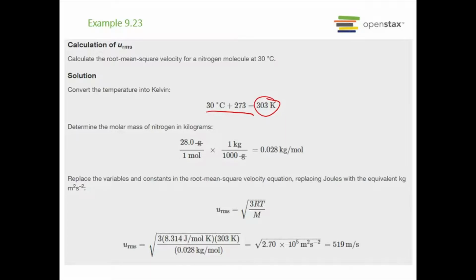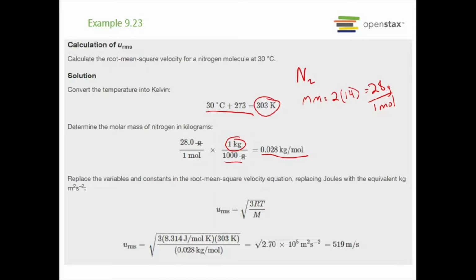So remember, this is nitrogen gas, which means it is N2. So its molar mass is equal to 2 times 14, so 28 grams per mole. But we need kilograms. So we know there's 1 kilogram per 1,000 grams. So its molar mass is thus 0.028 kilograms per mole.